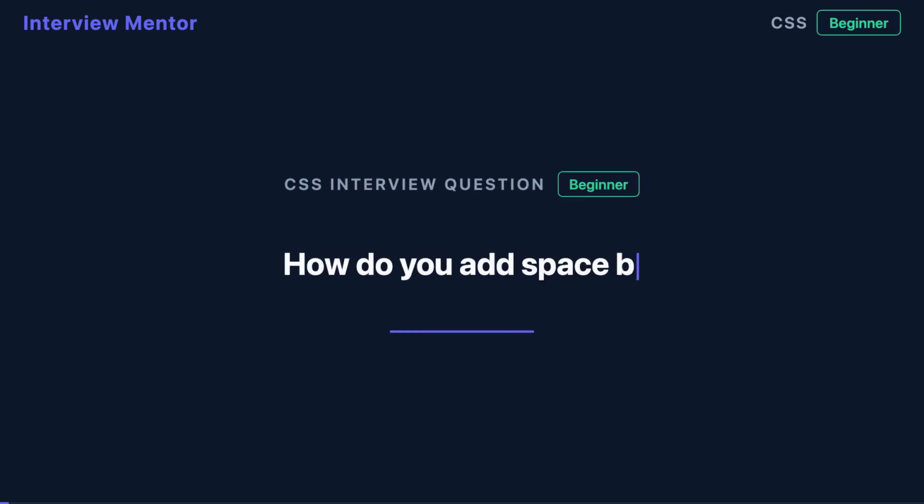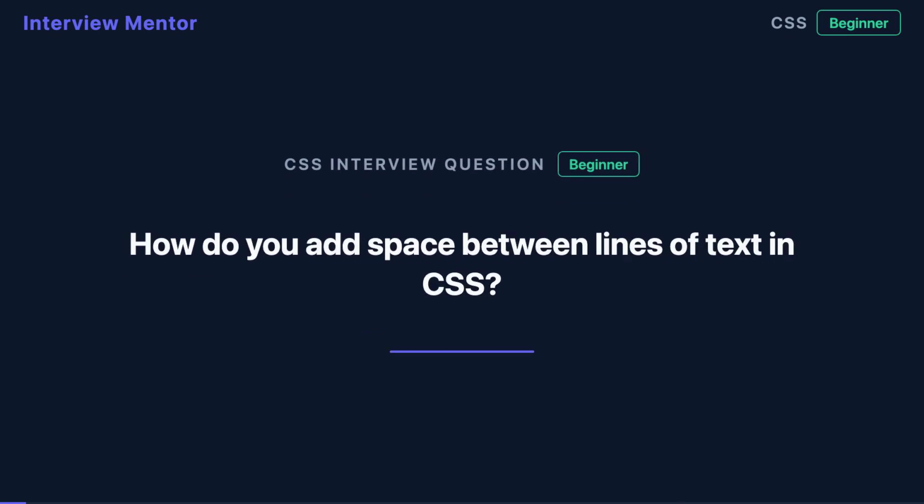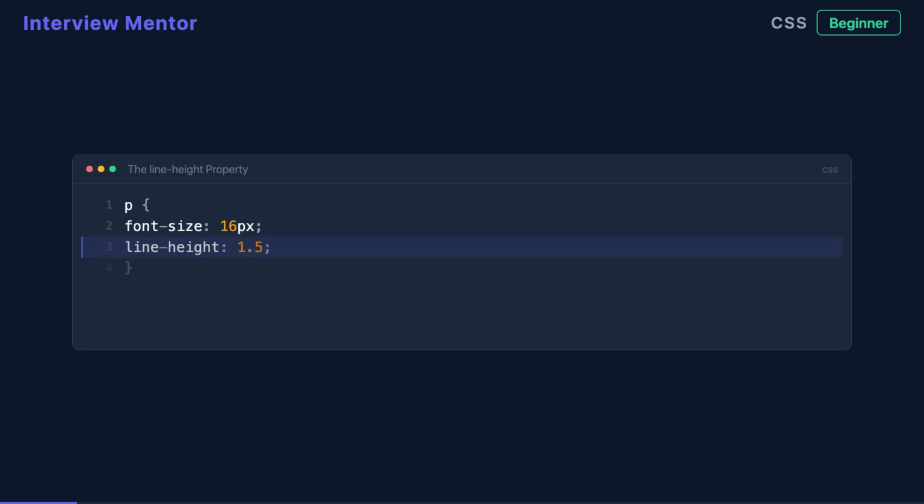Here's a mistake I see all the time. Developers try to add space between lines of text using margin or padding when there's actually a dedicated CSS property designed specifically for this. Hence is the line height property. This is the primary way to control vertical space between lines of text within an element.